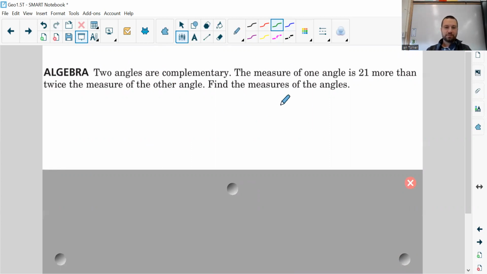We'll figure it out. Two angles are complementary. So we know already that they add up to 90. So let's start with that. Two angles add up to 90. The measure of one angle is 21 more than twice the measure of the other angle. Okay, so we've got one angle, right?